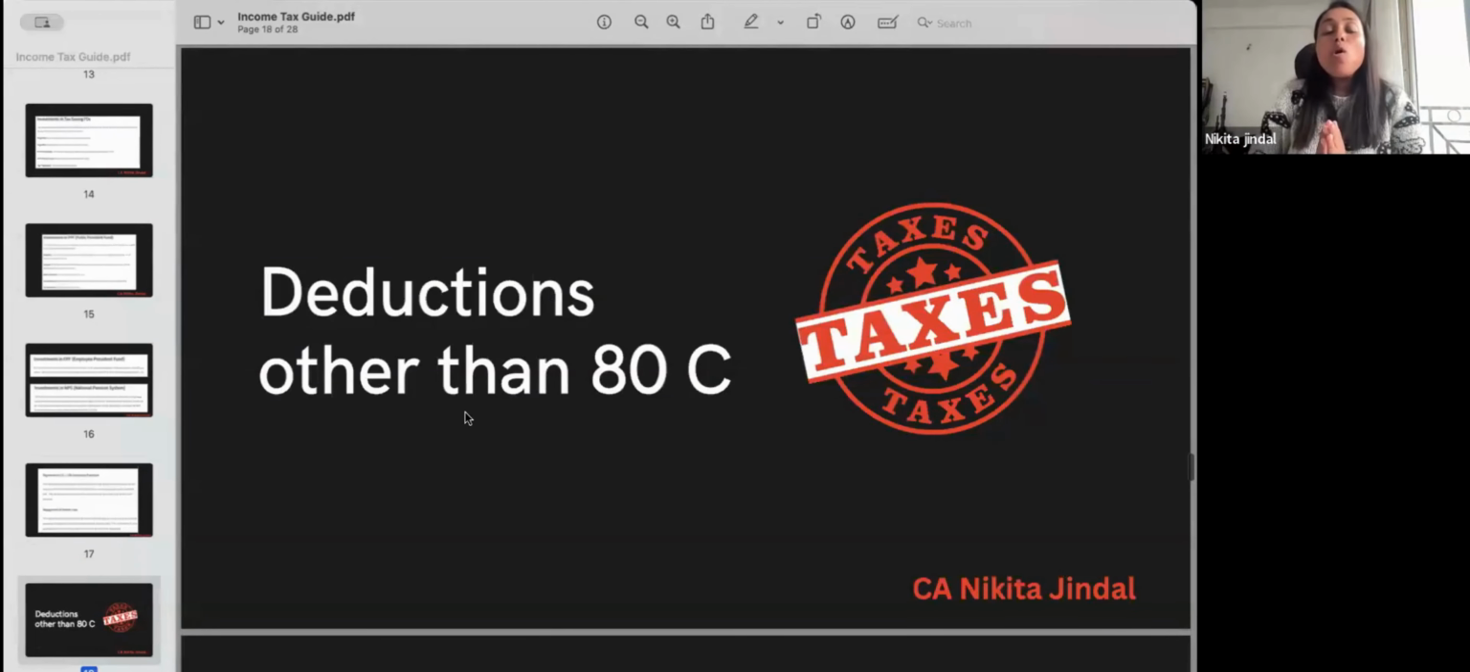Then we will cover those deductions. Everyone is aware of the 80C deductions, but what about those deductions which are other than 80C, and many people are not at all aware of this. So let's cover other deductions other than 80C deductions.